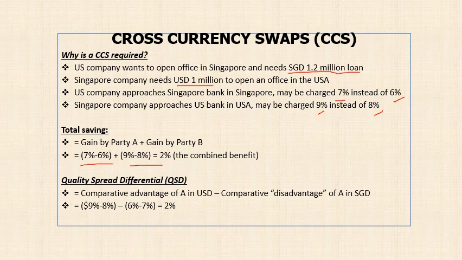This benefit is also referred to as the quality spread differential, or QSD, which is the comparative advantage of A in USD minus the comparative disadvantage of A in Singapore dollars. That is 9% minus 8% minus 6% minus 7%, which is equal to 2%. This is the combined benefit which the two parties get.